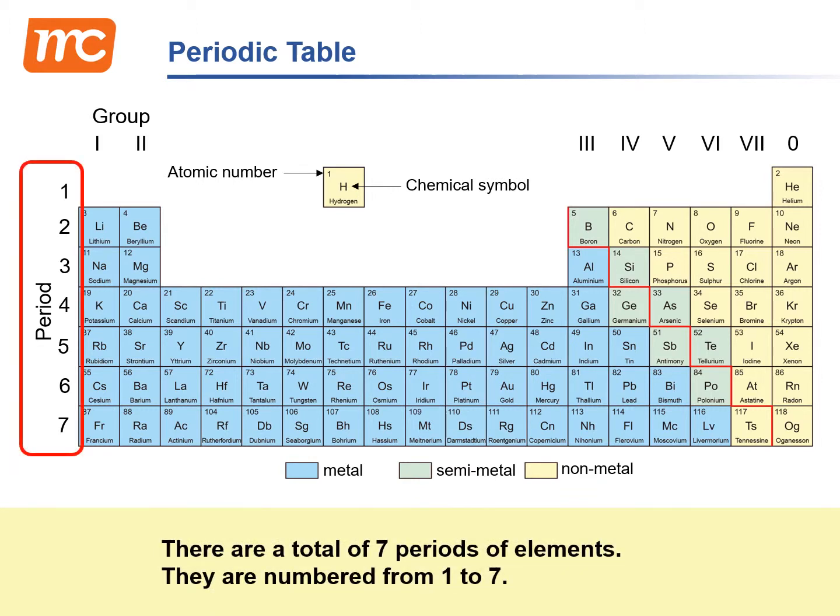There are a total of 7 periods of elements. They are numbered from 1 to 7.